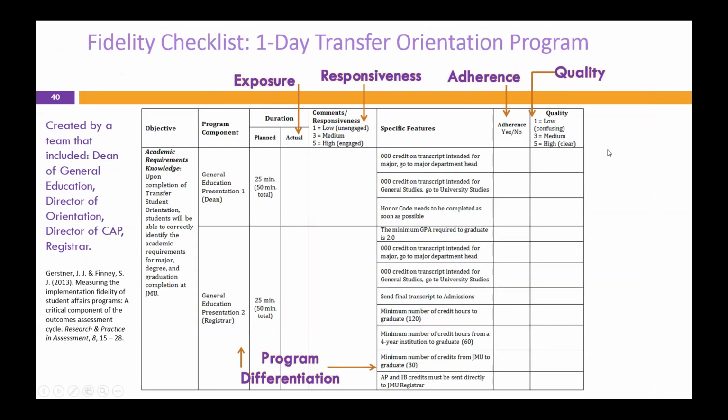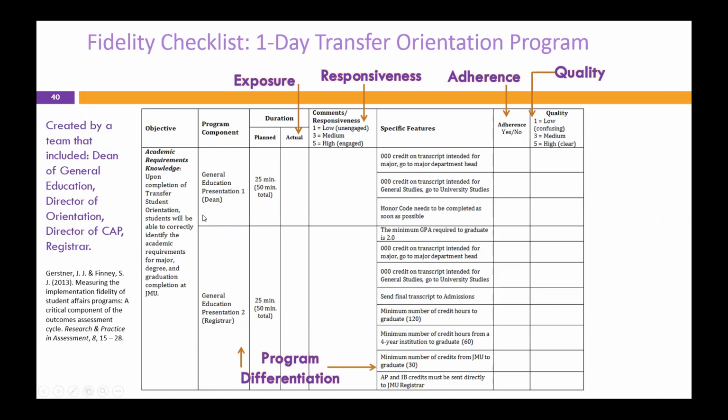Here's another one. This one was for a one-day transfer orientation. This fidelity checklist, you're only seeing a part of it. This was created by the Dean of General Education, the Director of Orientation, the Director of Career and Academic Planning, and the Registrar. And this is published with a student, Jerusha Gerstner, and I several years ago. So you can pull this article, and it talks about this process. You can see here's an objective that students will know their academic requirements.